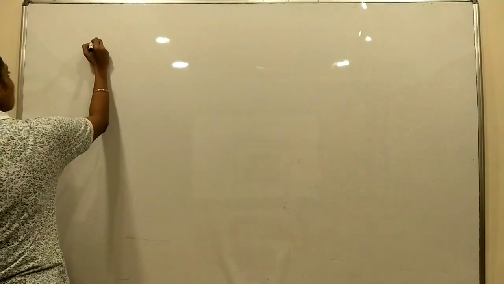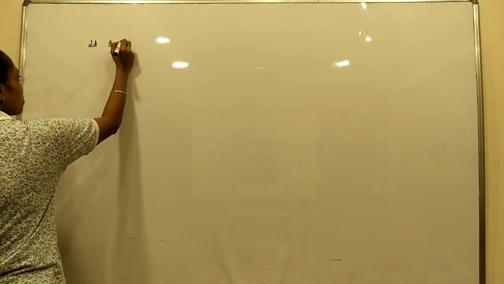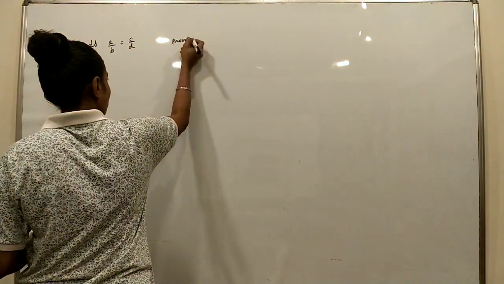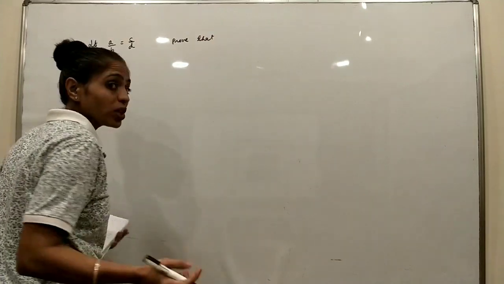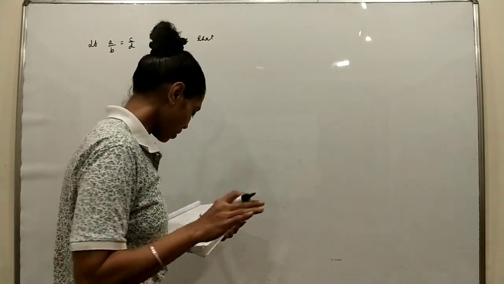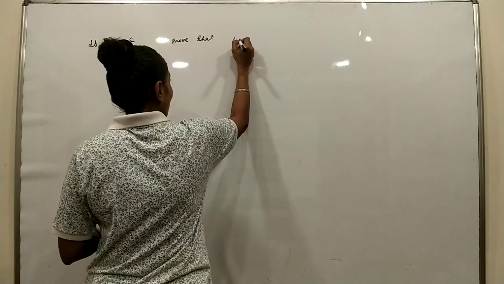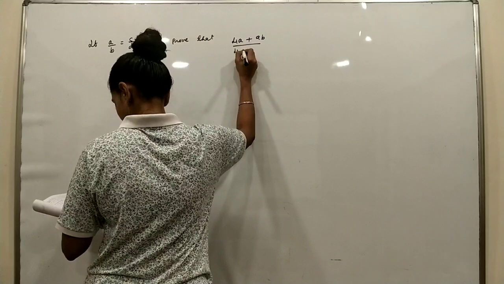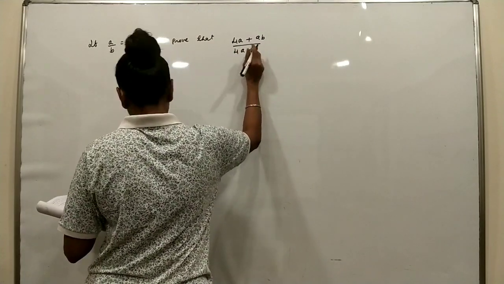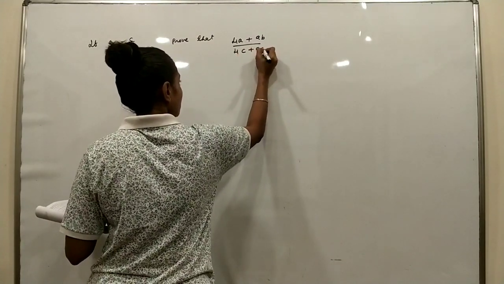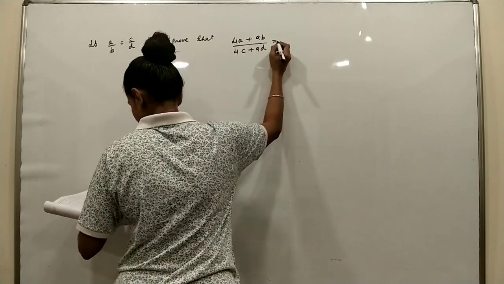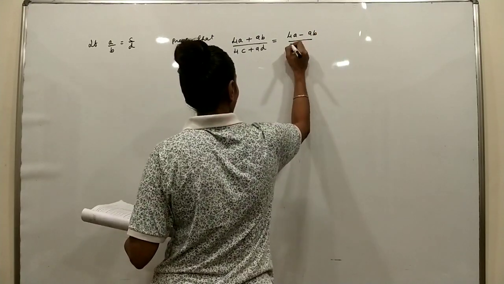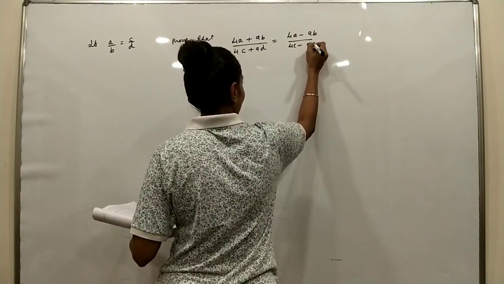Second, if a upon b equal to c upon d, then prove that 4a plus 9b upon 4c plus 9d equals 4a minus 9b upon 4c minus 9d. You can also prove that by the K method. It's not a strict rule, but when the numerator and denominator numbers are exactly the same, you can use it. You have to prove that.